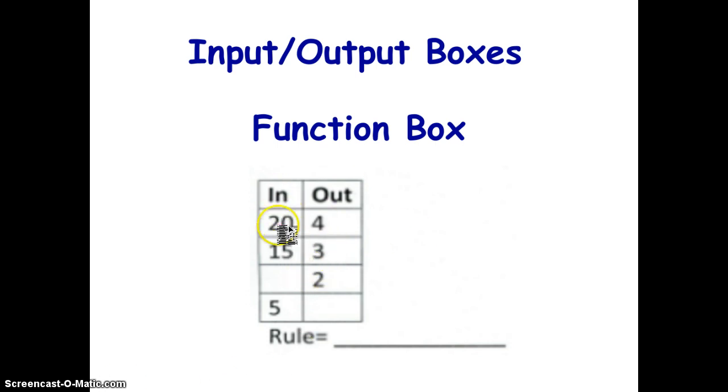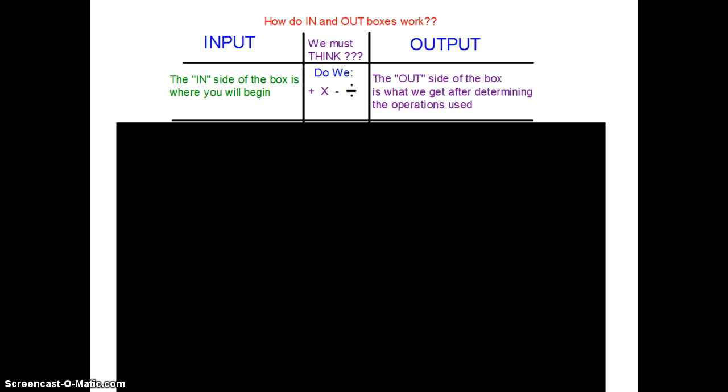They have a number in the in column, a number in the out column, and sometimes there's some missing numbers, and you have to figure out, how do I get from the in number to the out number? And that pattern should apply for all of the numbers in the box. Okay, and so we're going to go ahead and get started.